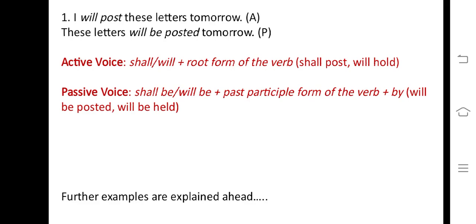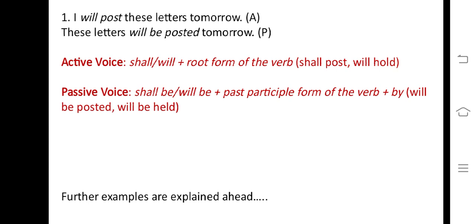Here our first sentence of simple future tense is, I will post these letters tomorrow. The key of active voice is you will get shall, will plus root form of the verb. Examples are shall post, will hold, etc. The passive voice key of simple future tense is shall be or will be. So be we need to add. You can say like this, shall or will plus be plus past participle form of the verb, that is our V3 form, plus by. Examples are will be posted, will be held, etc.